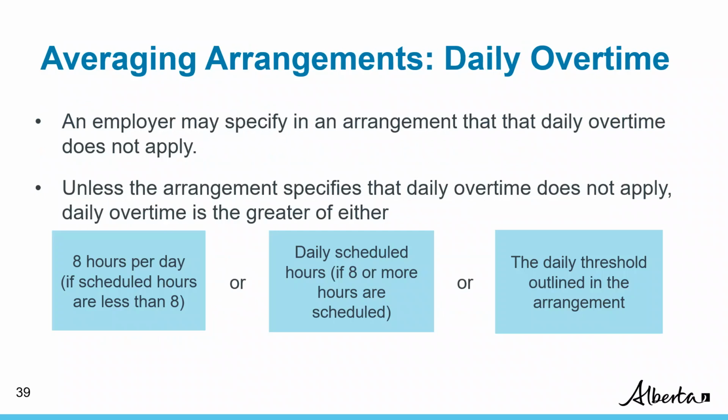An employer may specify in an arrangement that the daily overtime does not apply, or another daily overtime threshold applies in averaging arrangements where daily overtime applies. In these circumstances, daily overtime would be over 8 hours per day if they were scheduled for less than 8 hours, or over the daily scheduled hours if more than 8 hours were scheduled, or when the daily overtime threshold is included in the arrangement. Daily overtime would be determined in accordance with the arrangement.